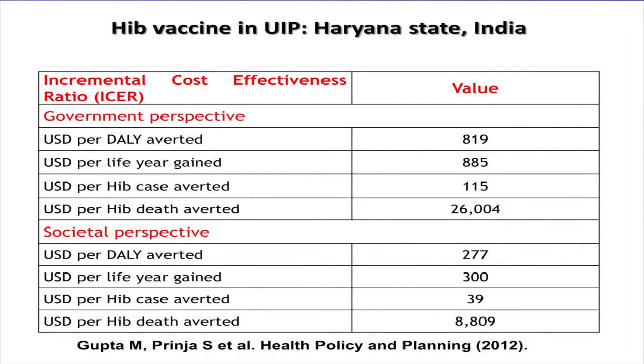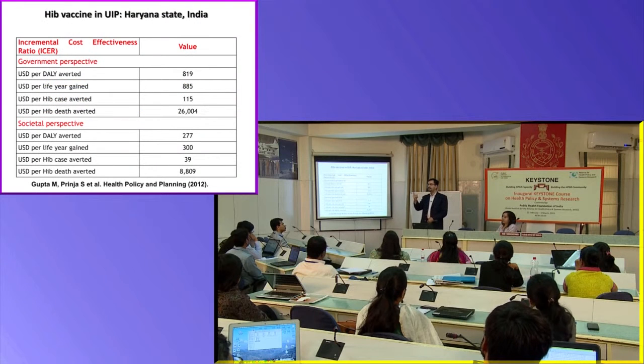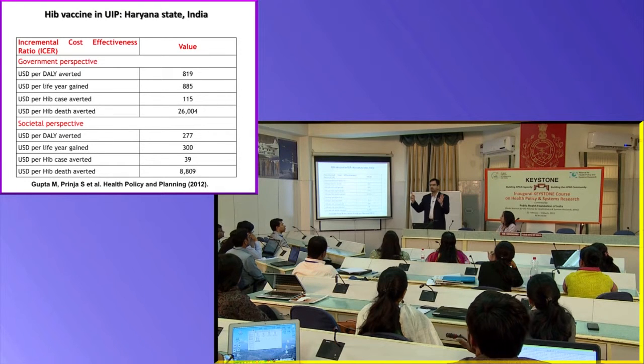Let's say the first line, $819. What does this mean? The context is an evaluation where you looked at a universal immunization program with routine vaccines in place, and now a UIP with a pentavalent vaccine added to the UIP. So these are the two scenarios. To avert one DALY using the pentavalent vaccine, you have to spend an extra $819 as compared to the UIP program alone.